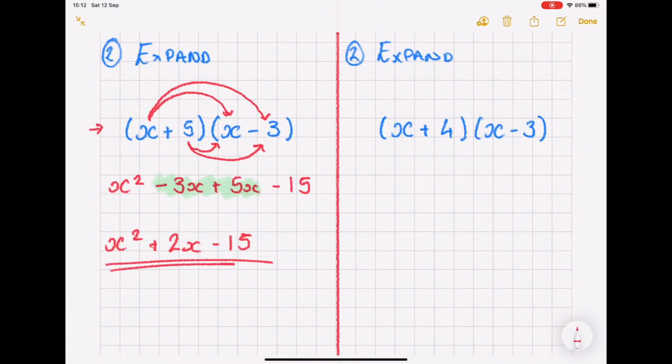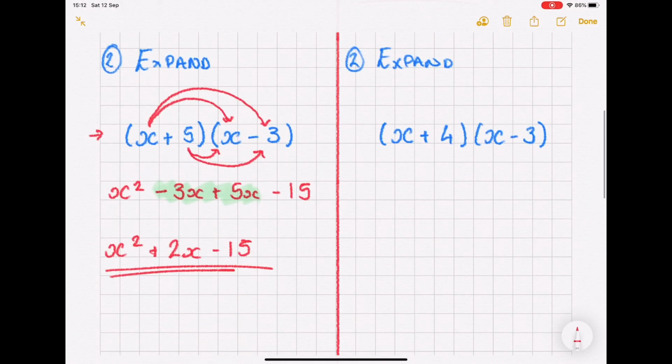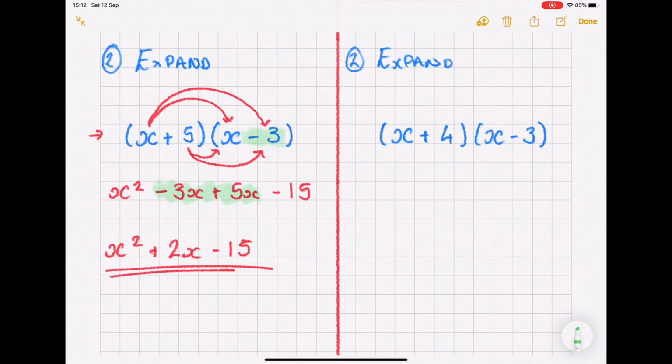So the only real difference between this example and this example up here is that we've got a negative 3 in one of our brackets. So that means we have a negative 3 down here, negative 3x. And that means that our last number is going to be negative as well. Okay, so pause the video here, copy out the working for this left-hand example, have a go at this right-hand example, and then play the video once you're done.